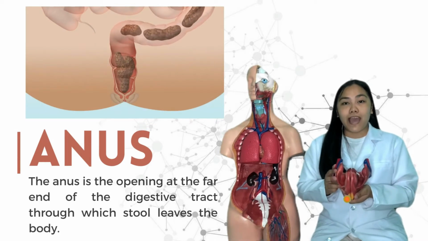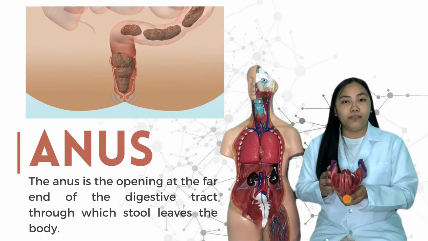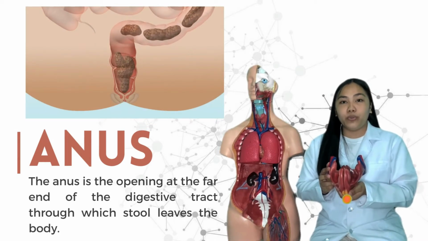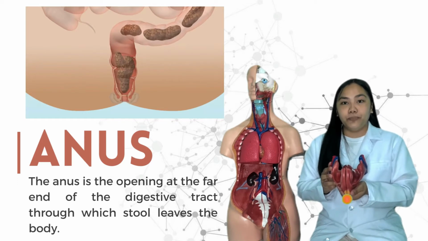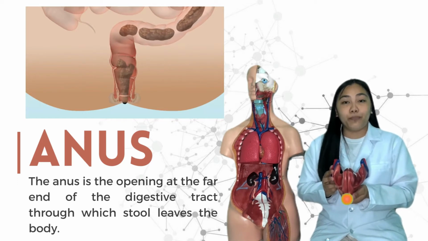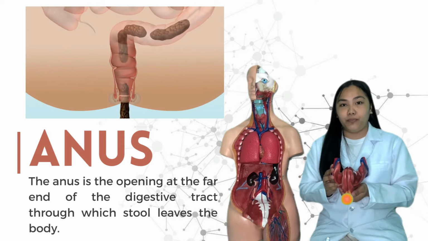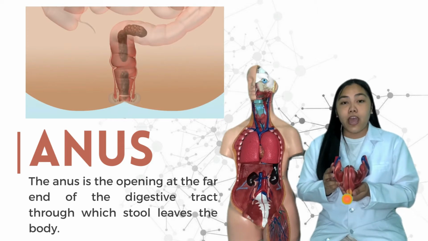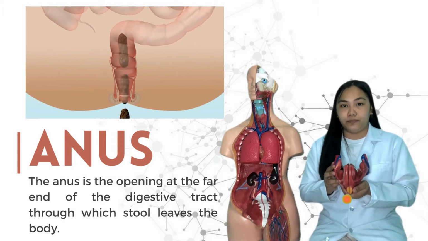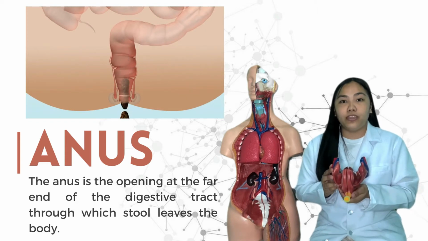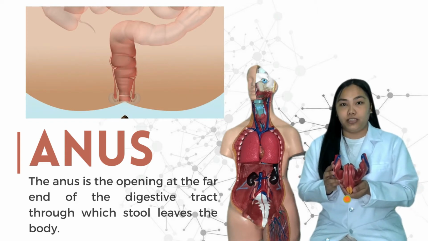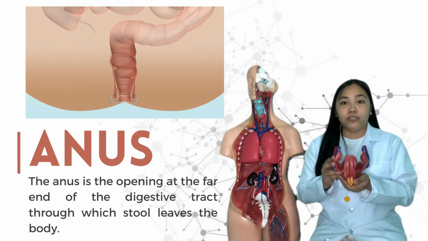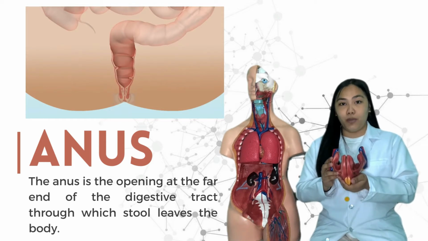Anus. The anus is the opening at the far end of the digestive tract through which stool leaves the body. The anus is formed partly from the surface layers of the body, including the skin, and partly from the intestine. The anus is lined with a continuation of external skin. A muscular ring keeps the anus closed until the person has a bowel movement.